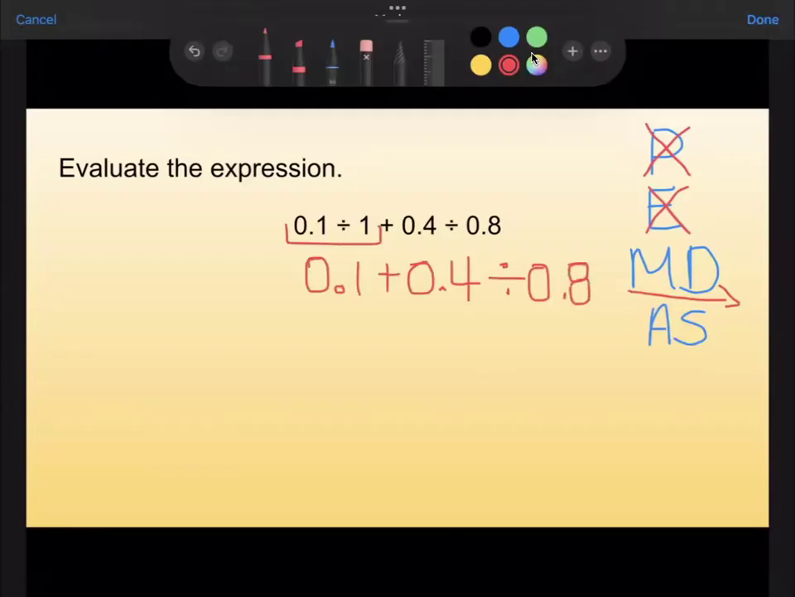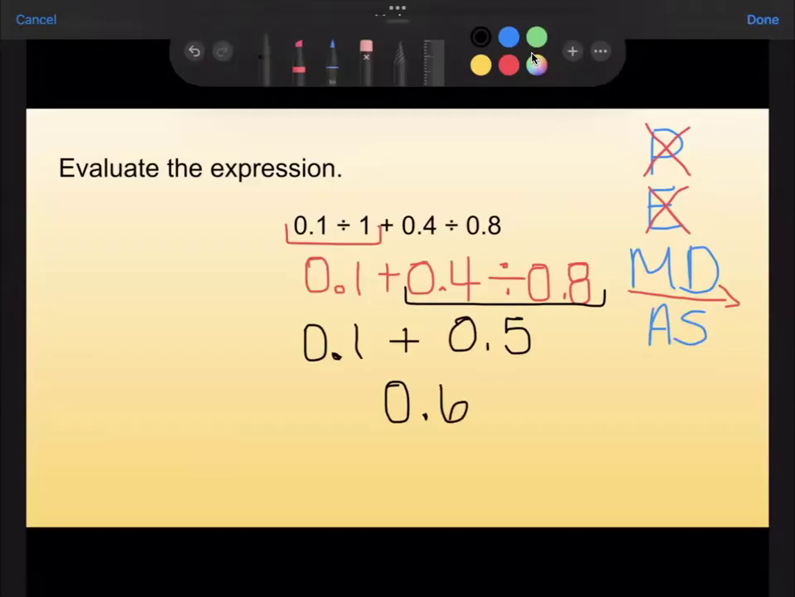Okay, so what I have left is adding and division. Division still comes before adding, so that's what I'm going to do next. I'm going to take this 0.4 and divide it by 0.8. And when I do that, I get 0.5. So this is 0.5 here, but I'm going to bring down this 0.1 and the plus because I haven't done that yet. Now that I'm done with all the dividing, I'm going to do the only thing I have left, which is adding. 0.1 plus 0.5 should equal 0.6. So that would be the final evaluation of this expression.